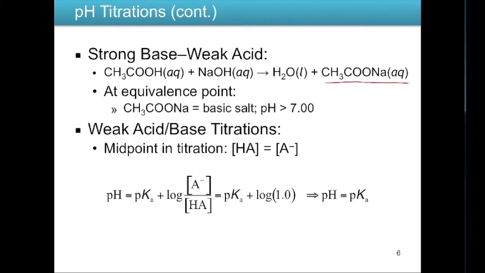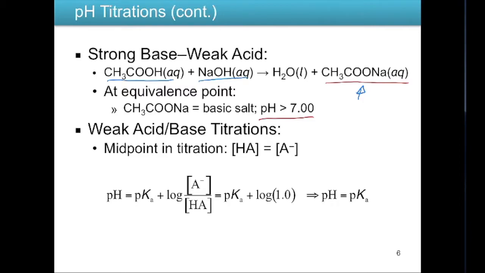At the equivalence point, since we only have the basic salt or the basic anion, CH3COO-, and since it's basic, we're going to have a pH at the equivalence point of greater than 7. So at the equivalence point, we've added enough sodium hydroxide to react with all of the acetic acid, and the sodium hydroxide is converting the acetic acid into the product. So at the equivalence point, that's all we have left. Since it's basic, the pH at the equivalence point has to be basic.